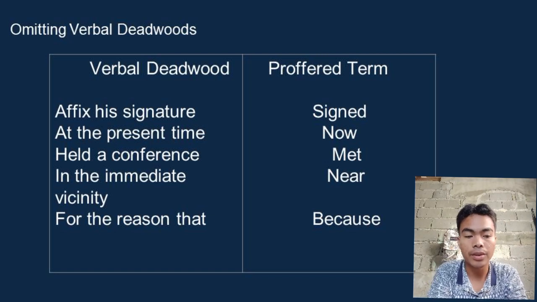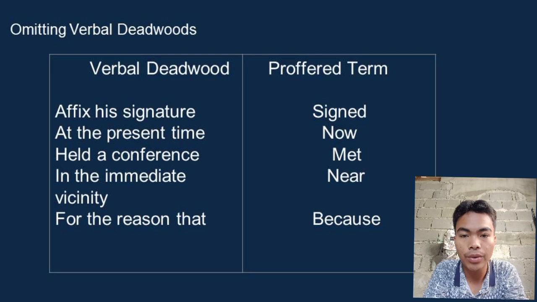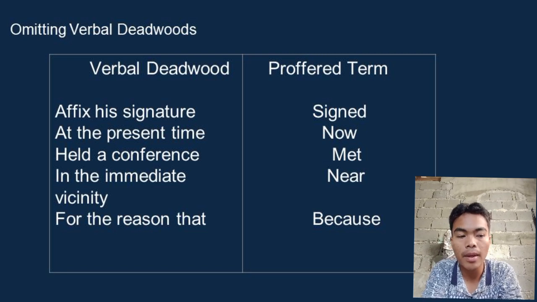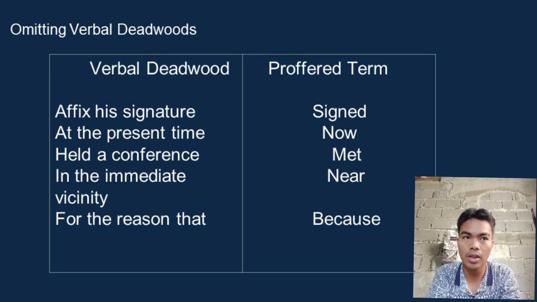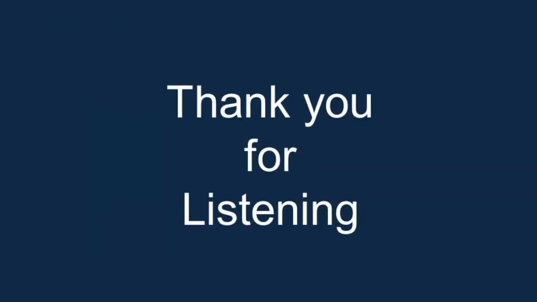Omitting verbal deadwoods. Verbal deadwoods, for those who are not familiar, refers to unnecessary or redundant words and phrases that don't add meaning or value to a sentence. So when we eliminate verbal deadwoods, we can make our writing or article clear and concise. What we have in the graphs are the deadwoods and their preferred terms.